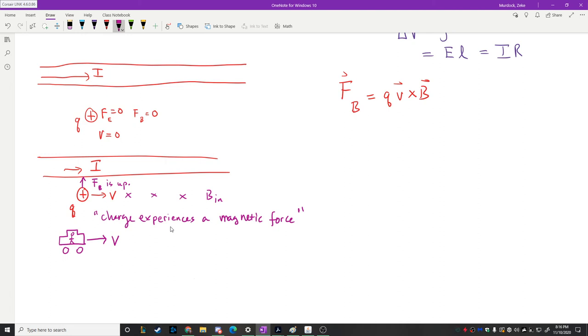One of the rules of physics is that if you perform an experiment in one reference frame, and then move to another reference frame that's moving at constant velocity relative to it, the laws of physics basically can't change. If one observer that's at rest relative to the charge says that it experiences a magnetic force, the other observer at least has to say that the charge moves up, right? The charge is attracted to the wire.